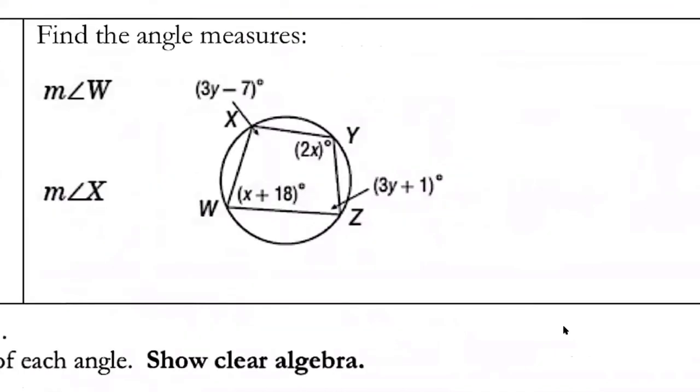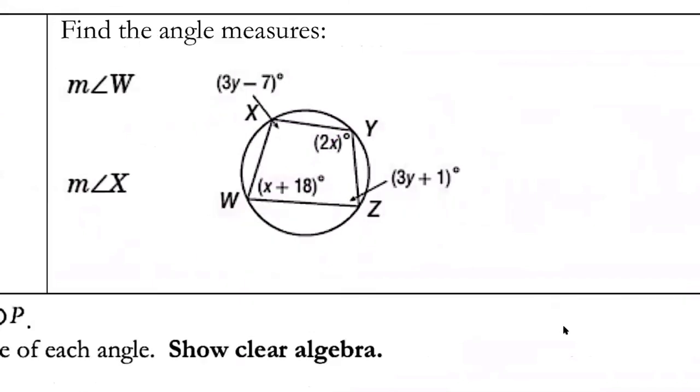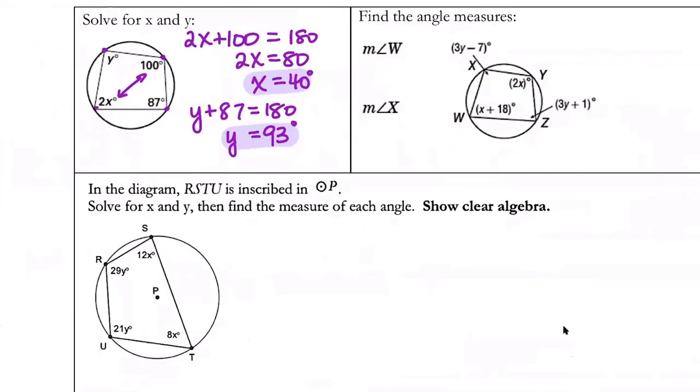Okay, it'd be the same kind of problem over here. You're just going to make those supplementary, so you have y's adding up to 180, and for the other ones, you'd have x's adding up to 180. I'm going to skip that one because, again, this is kind of a long lesson, and that one's the same idea as the previous one.